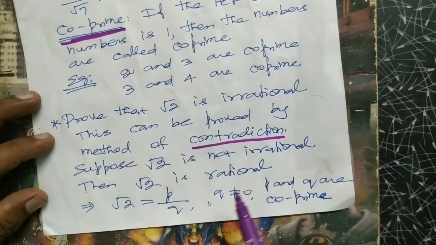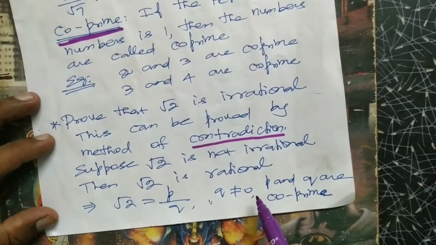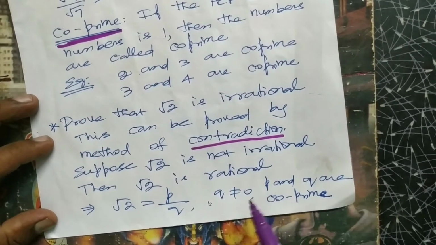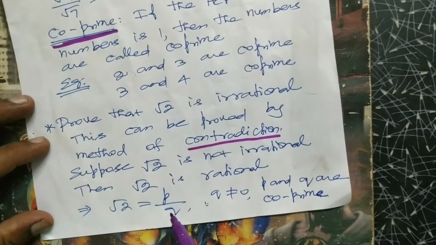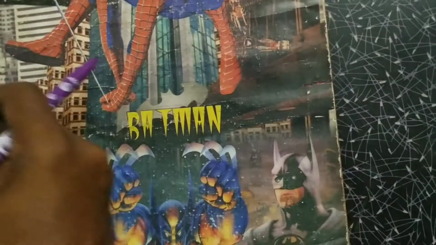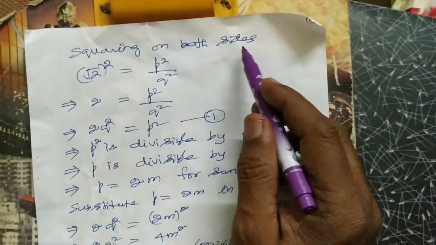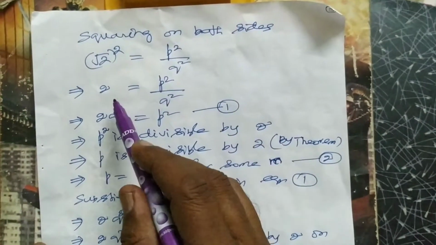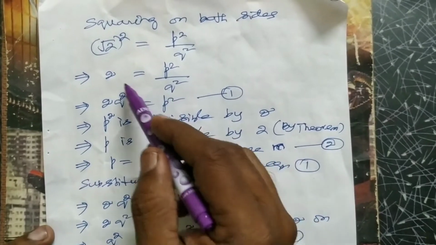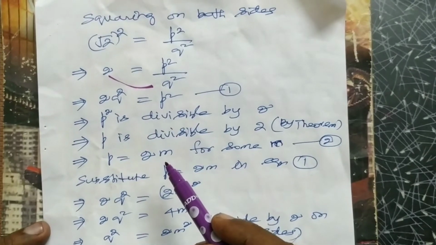Then by definition, every rational number can be put in the form p by q, where q is not equal to 0, and p and q are co-prime, positive integers. Therefore, root 2 equals p by q. As root is there, to eliminate the root, squaring on both sides. Root 2 square, when you are squaring, root will cancel. Therefore, 2 equals p square by q square. Then cross multiply, you will get 2q square equals p square.